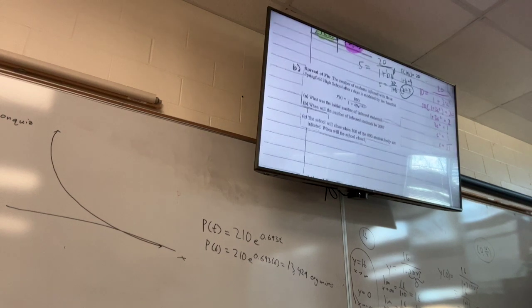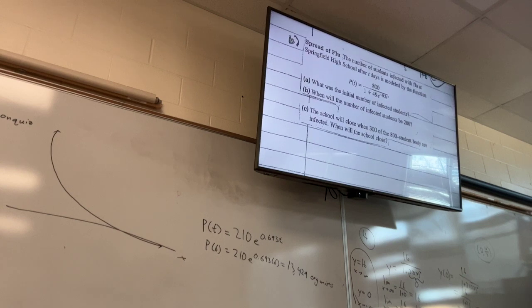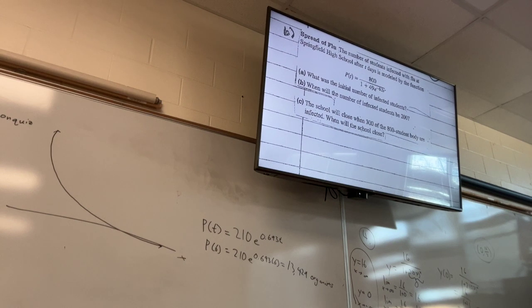The spread of the flu. The number of students infected with the flu at Springfield High School. All right, anyone ever been to Springfield High School? All right, I haven't either. So it is given by this function, okay? All right, that's the function.